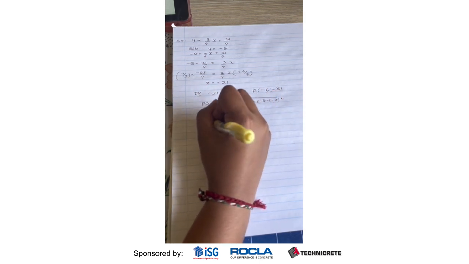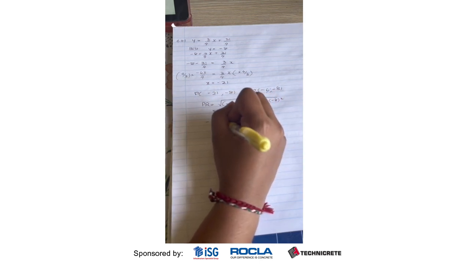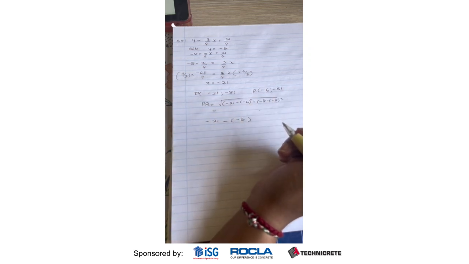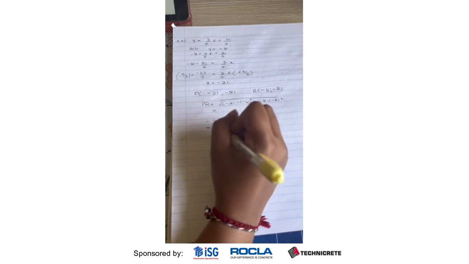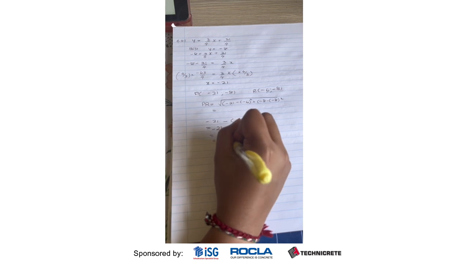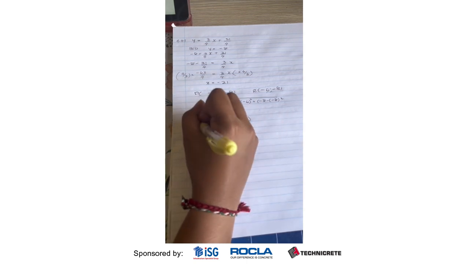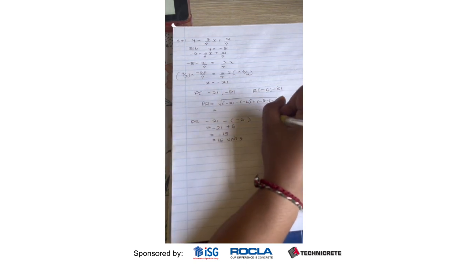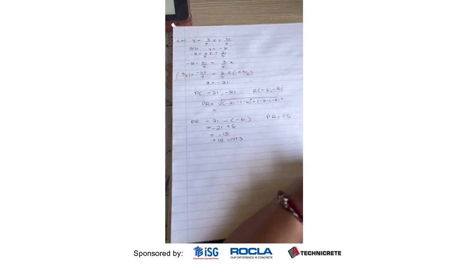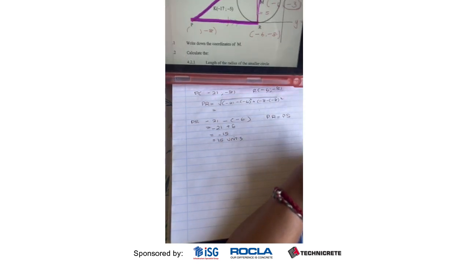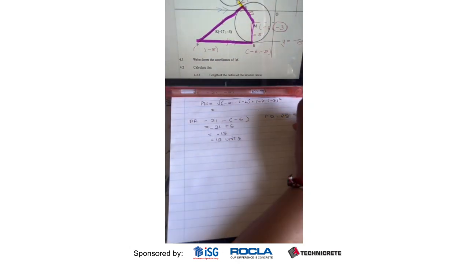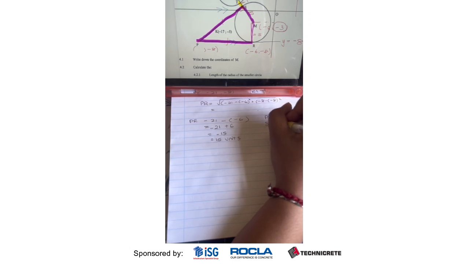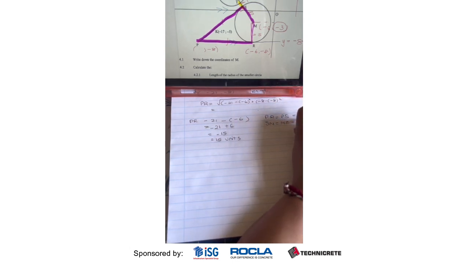So -21 minus -6, because we want to calculate the distance of our x points, so -21 plus 6 is equal to -15. But we don't have negative values for units, so it's 15 units for PR. And PR is equal to PS. So if you take a look, PR is equal to PS. They're equal to 15.